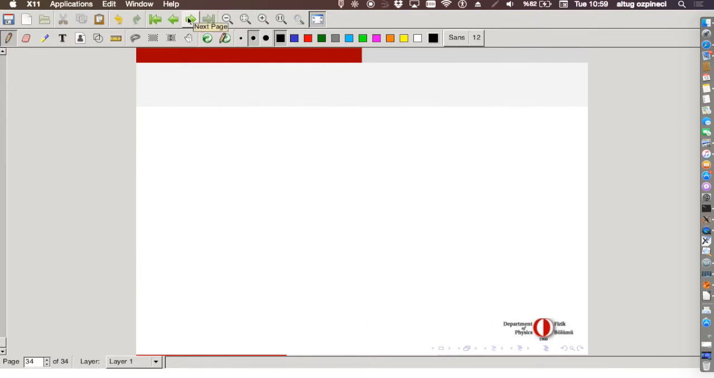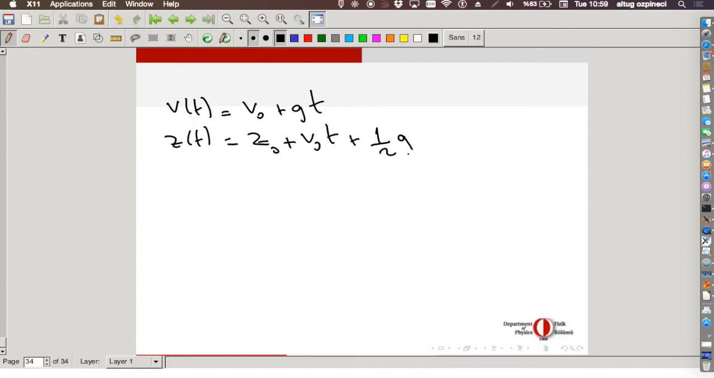So if we summarize what we know about the motion in one dimension with constant acceleration: v at time t is equal to v0 plus g t, of course, assuming that the acceleration is downward and that is our positive direction. If we assume that the positive direction is upward, this sign will be minus. And z of t is equal to z0 plus v0 t plus 1/2 g t squared.